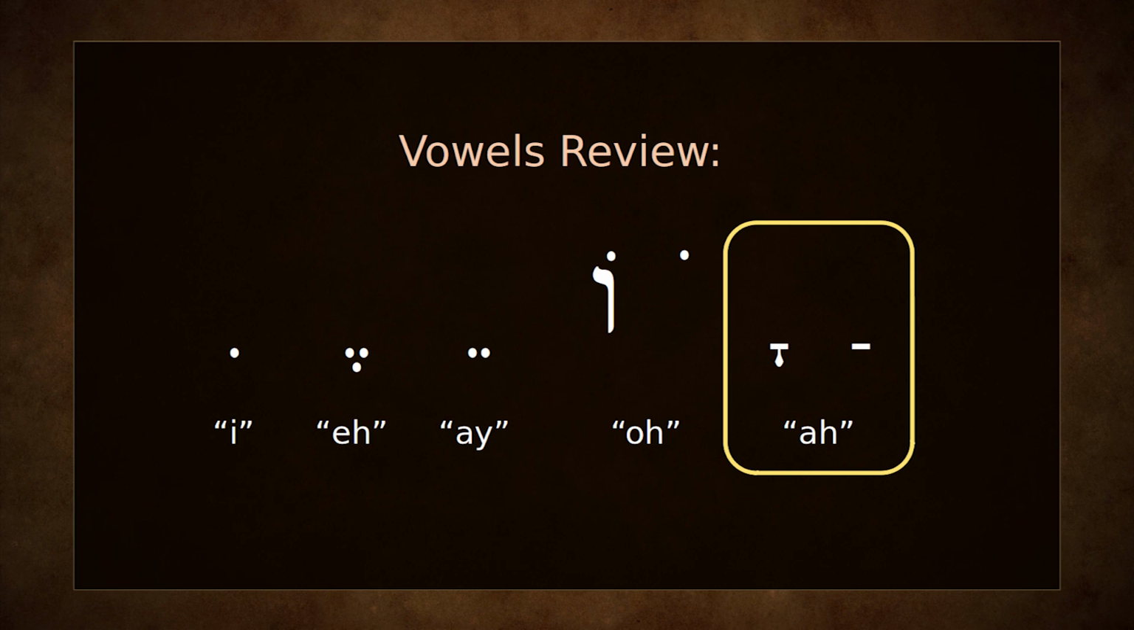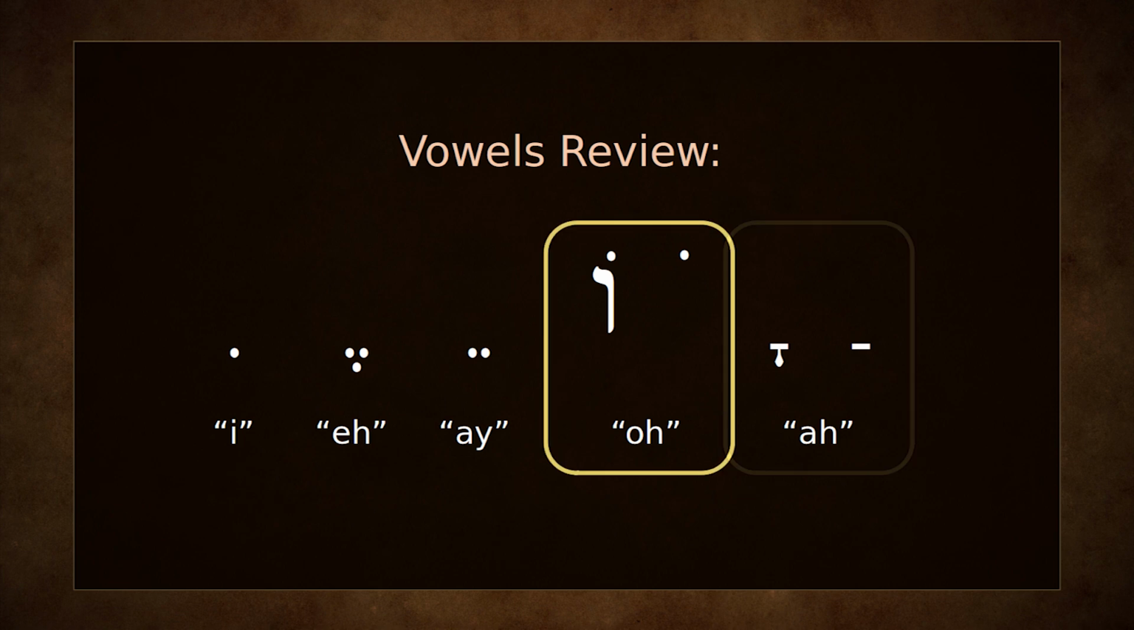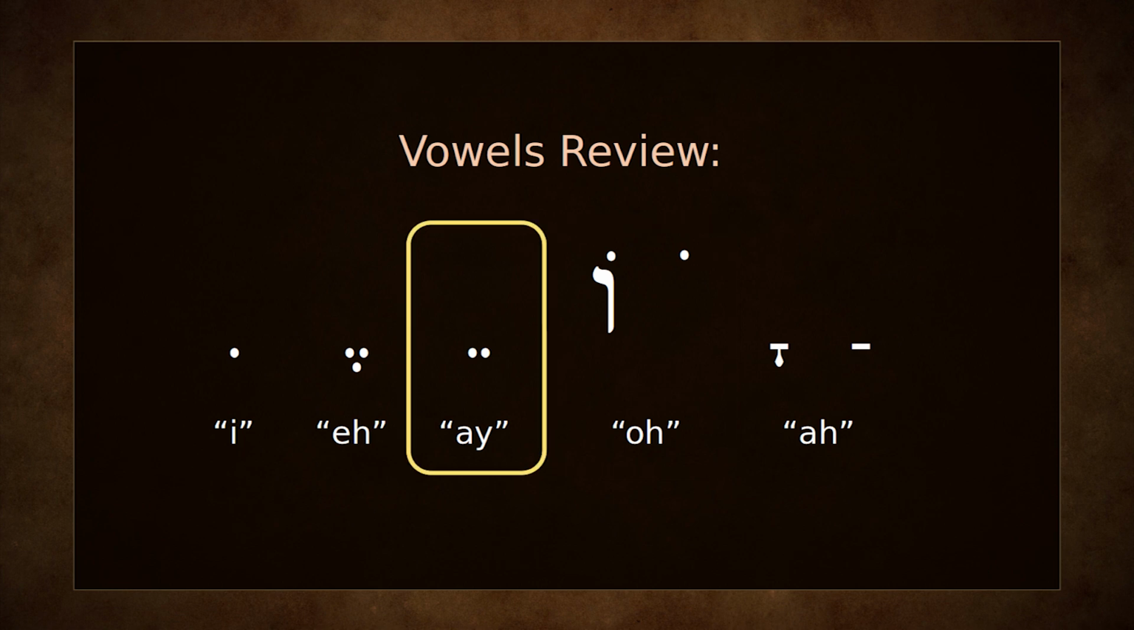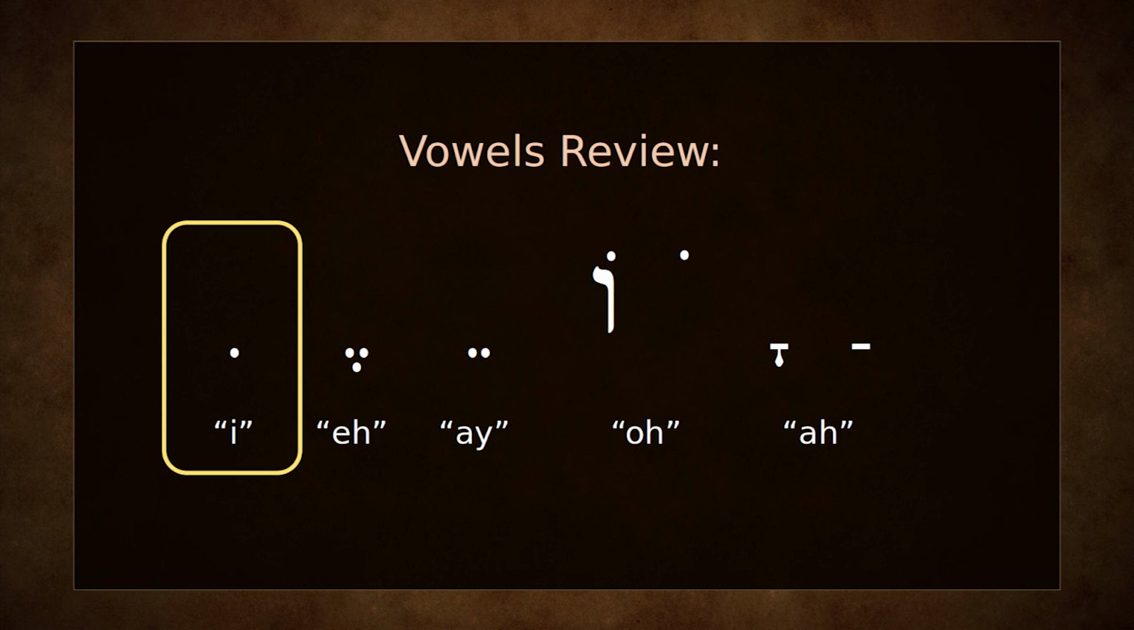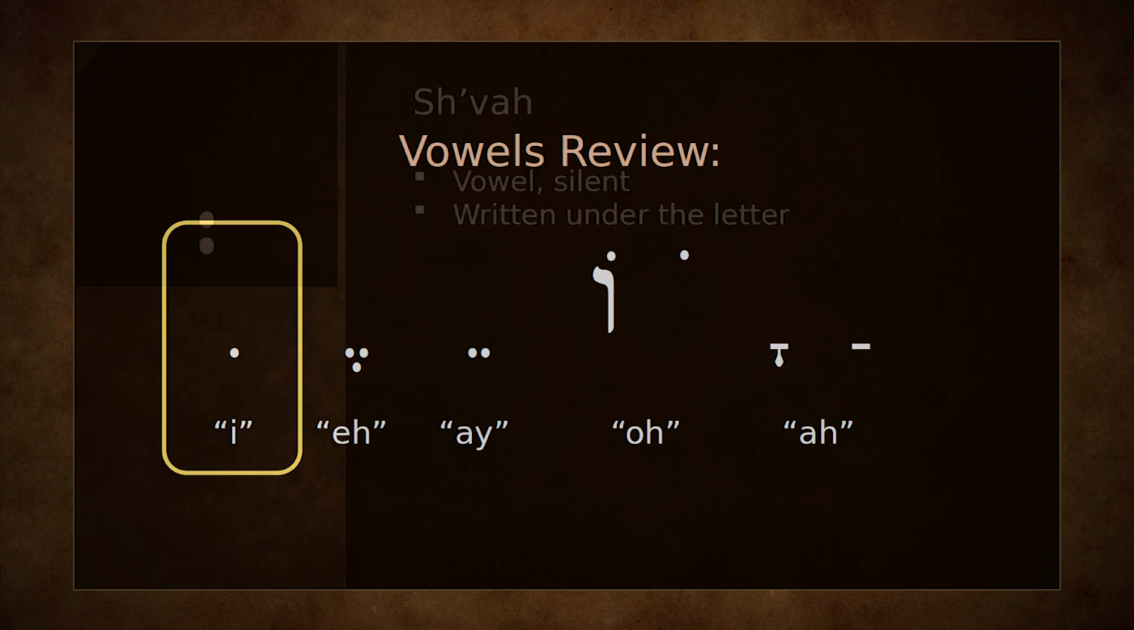Kamatz and Patach make the sound A. Cholam has two forms, both make the sound O. Tsera makes the sound A, Segel makes the sound E, and Chiruk makes the sound I.